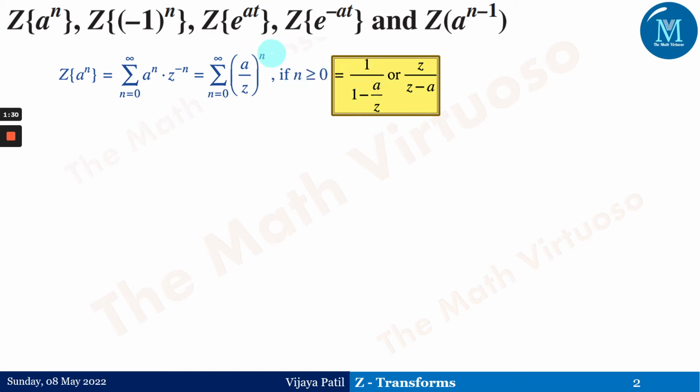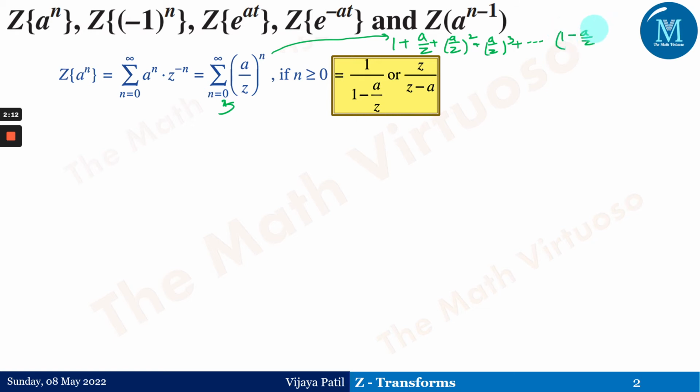Let me show you this here. If n is equal to 0, we get (a by z) to the power 0, which is equal to 1. Plus, if n is equal to 1, it is a by z. If n is equal to 2, it is (a by z) to the power 2. Again, if n is 3, it is (a by z) to the power 3, and so on. So this is nothing but a series, which is 1 minus z to the power minus 1, where in this case z is nothing but a by z.